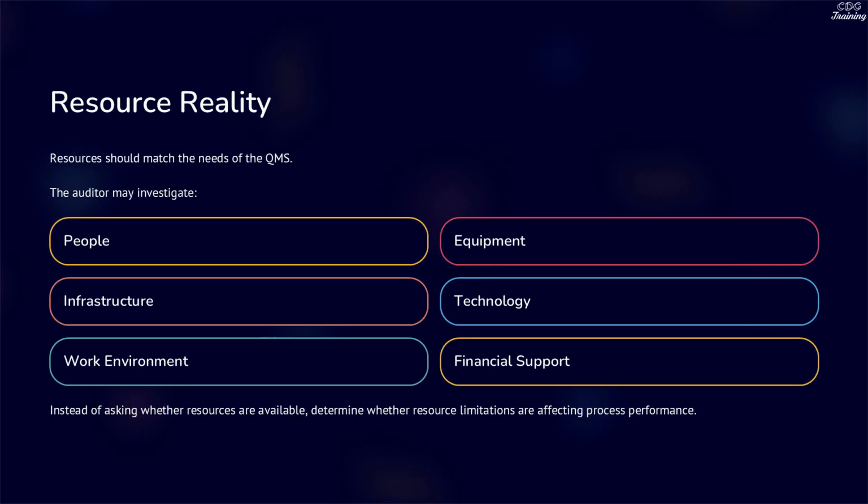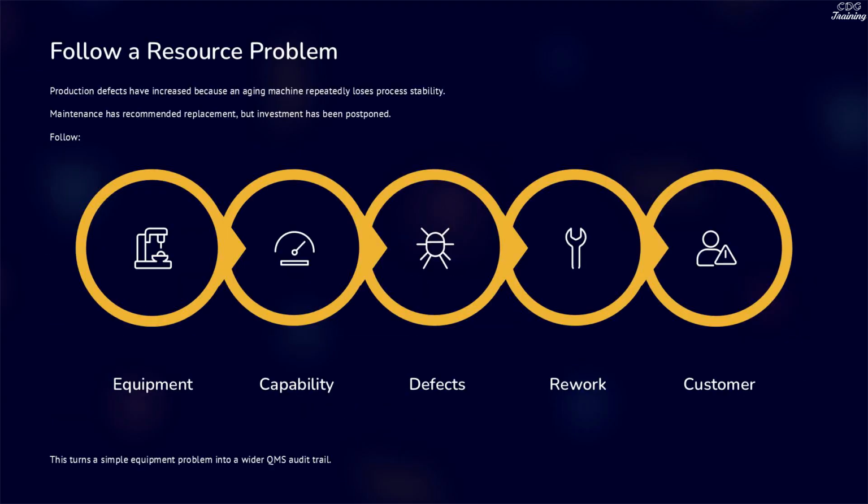Resources must align with the quality management system's needs. Auditors may examine various aspects such as people, equipment, and financial support to ensure resource adequacy. A simple equipment issue can escalate into a broader quality management system problem. Follow the trail from equipment to customer impact to understand the full scope.